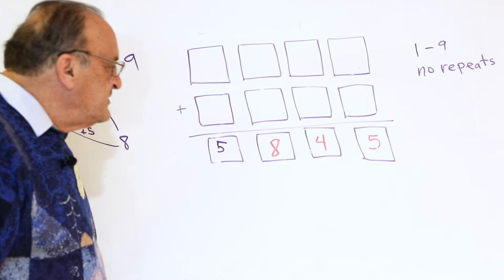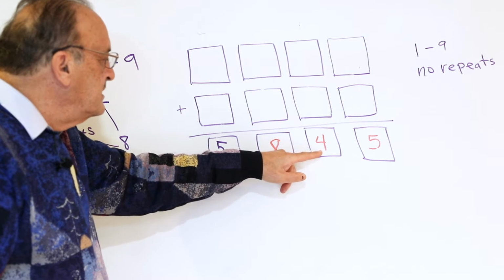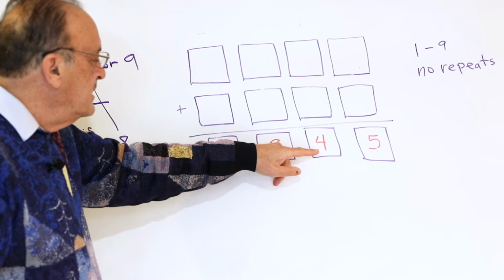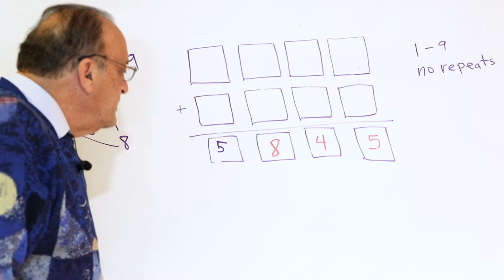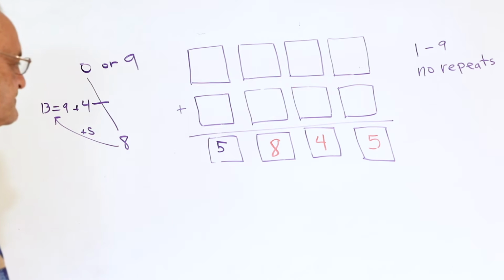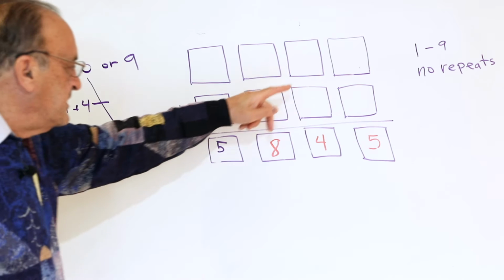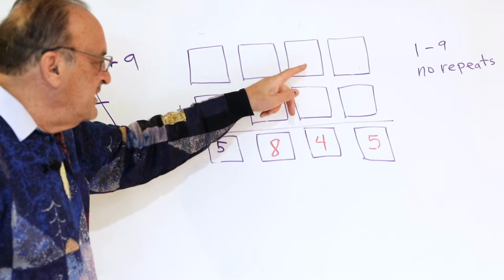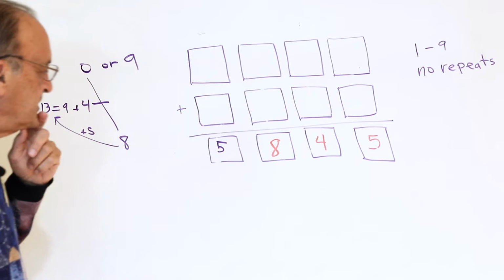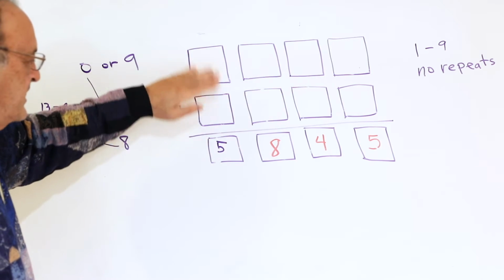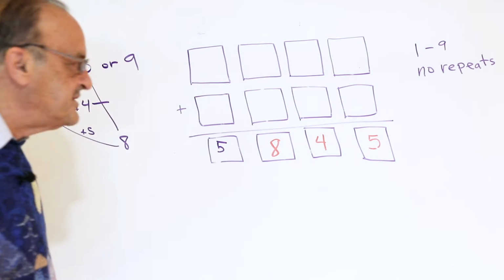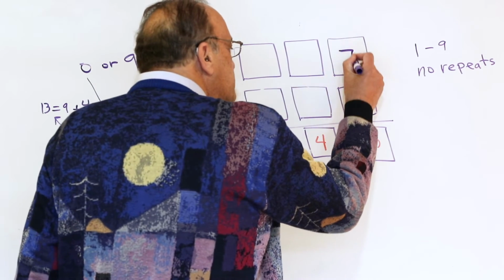Now, suppose this is 4, and I carry 0. Then I could go 1 and 7. But if I go 1 and 7, I won't be able to make this be 4, because you can't make a 4 without a 1. So I can't go 1 and 7. 7 can't be in this column or this column or this column. 7 can't be in any of these 3 columns. So 7 must go here.